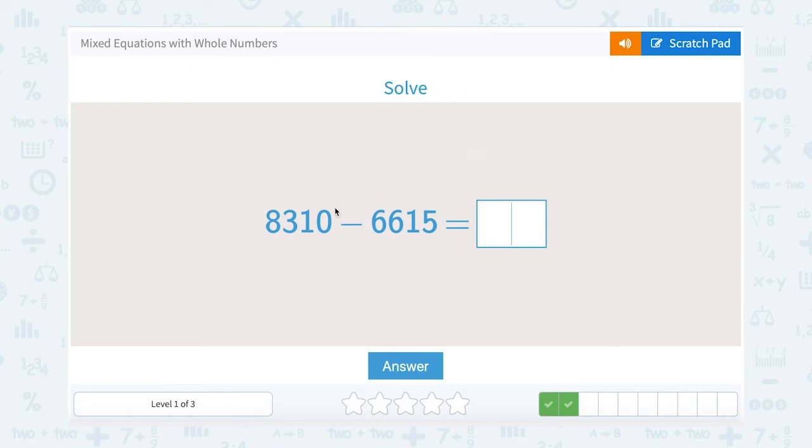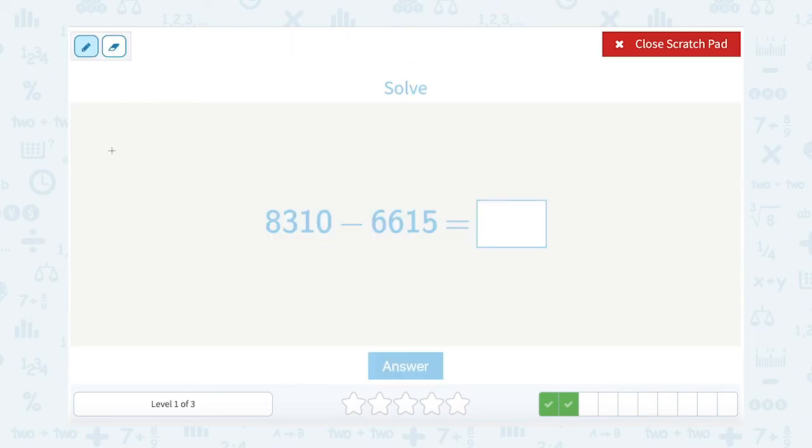This time they ask us to subtract 8,310 minus 6,615. Okay, well, I still like to line this up to make it a little easier if I'm doing this without a calculator. 8,310 minus 6,615.